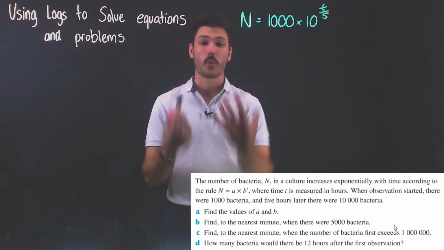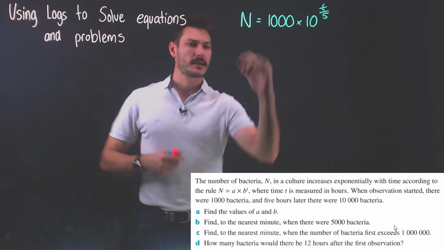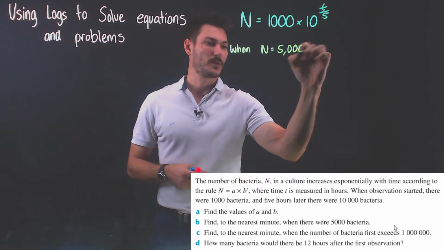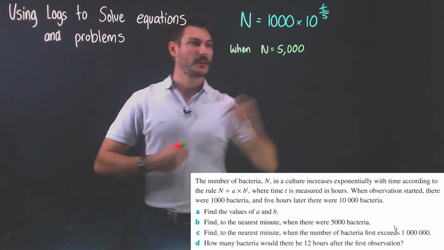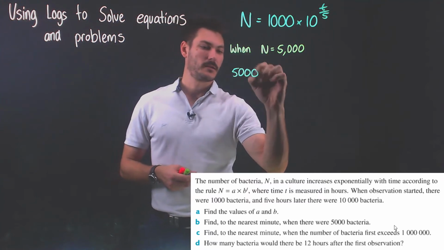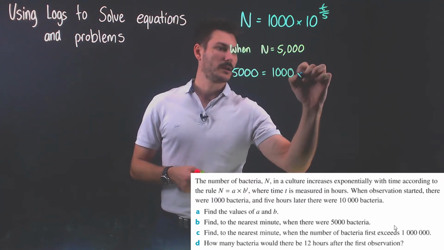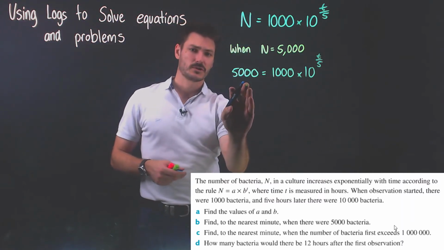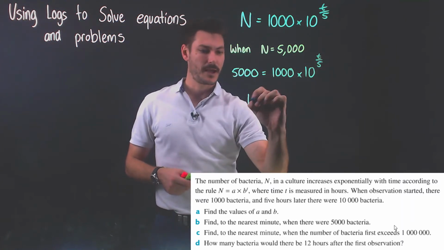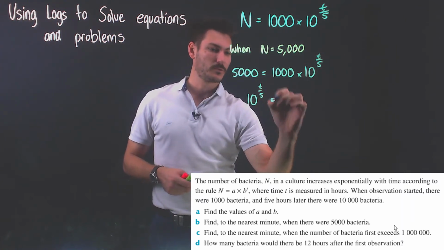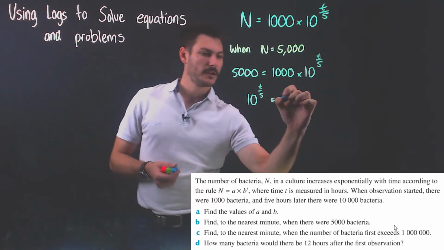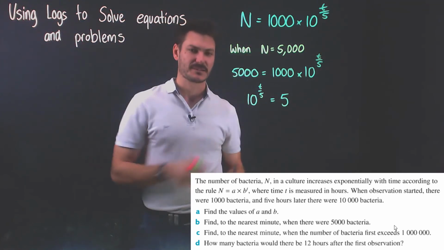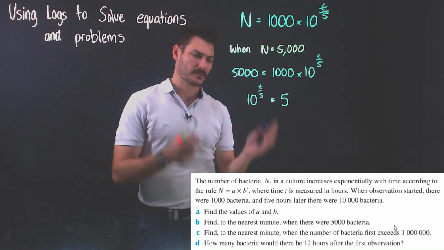So if you're ever looking for a when, it's probably your T variable. So I'm going to say when N equals 5,000, which is the situation we're trying to solve. I'm going to substitute 5,000 in, and I'm going to get 5,000 equals 1,000 times 10 to the T on 5. This one is a straightforward division of 1,000, so I'm going to get 10 to the power of T on 5 is equal to 5,000 divided by 1,000, which is just 5. Now, unfortunately, I can't just divide by 10 here because this 10 has some stuff going on in its exponent, and hence we can't just divide by 10.